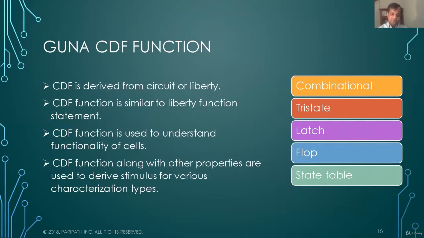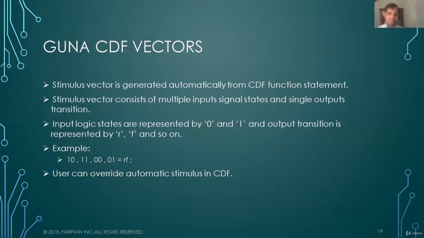So CDF function is used to understand the functionality of the cell, and CDF function along with other properties is used to derive stimulus for various characterization types. CDF vectors. We have not seen that yet. I'm going to show you in the next lab what those vectors are, but those vectors essentially help drive the simulation. They are in the form of 0 and 1s for inputs, and rise and fall and some tri-state transitions for outputs. An example of that is shown on the slide.